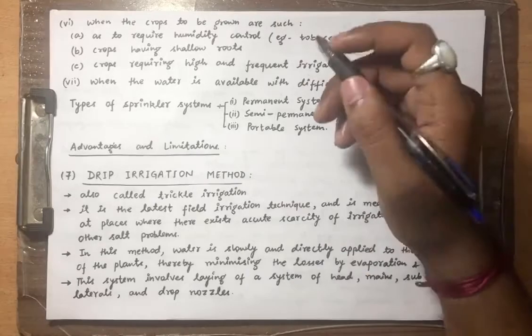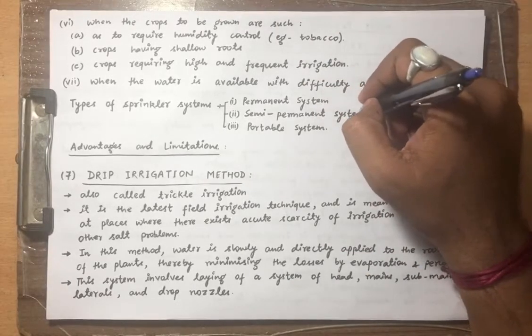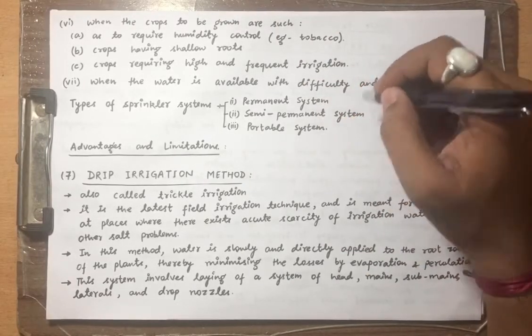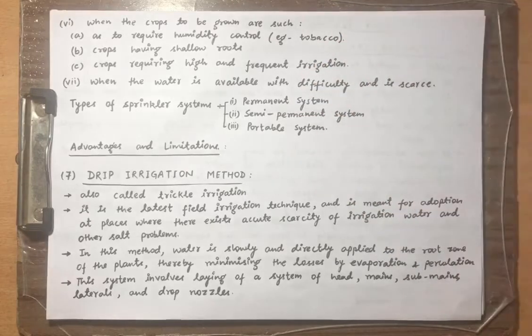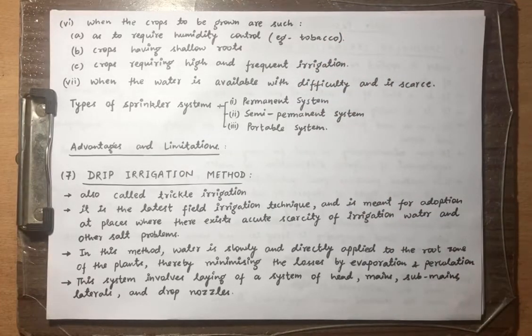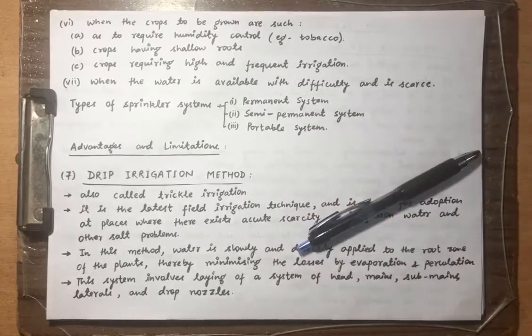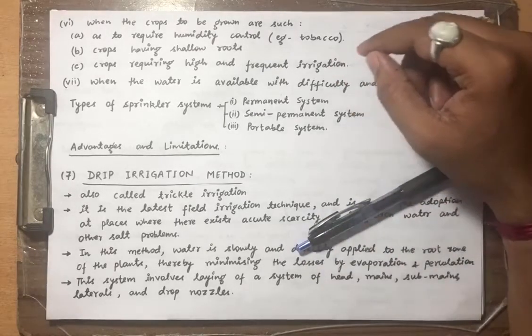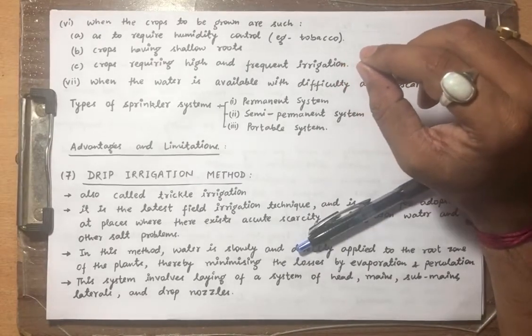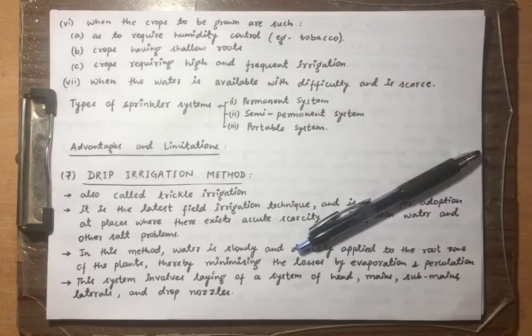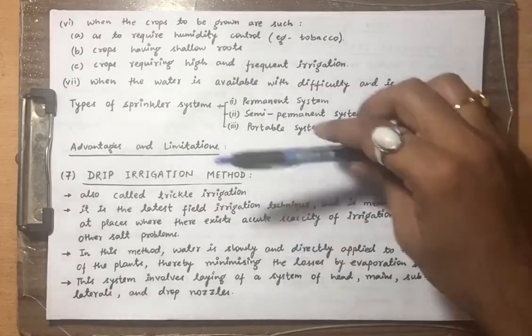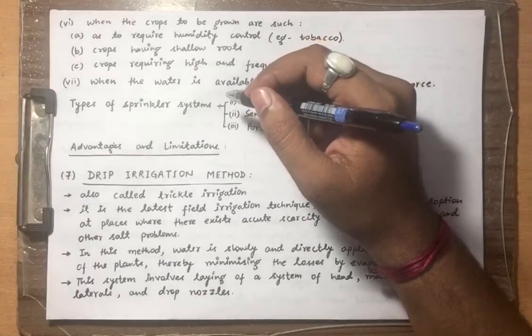The main source of water is buried beneath the soil surface, and the sprinkler system is available at the surface. So this is all about the types of sprinkler systems. And now, what are the advantages and limitations?